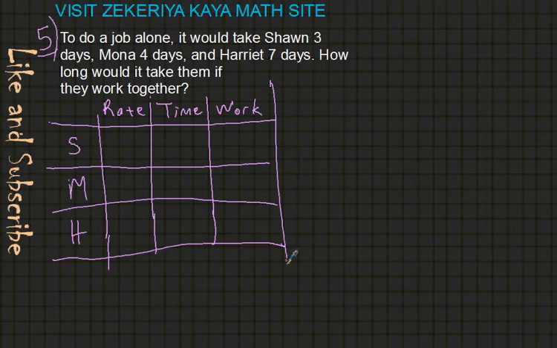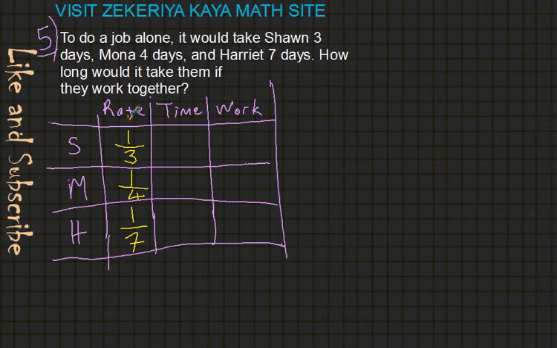So, his rate will be 1/3. For Mona, it will take 4 days, and her rate will be 1/4. And Harriet will take 7 days, so her rate will be 1/7. What does the rate mean? In 1 day, how much of the work can each person do? Sean can finish it in 3 days, so in 1 day, he can do 1/3 of the work.